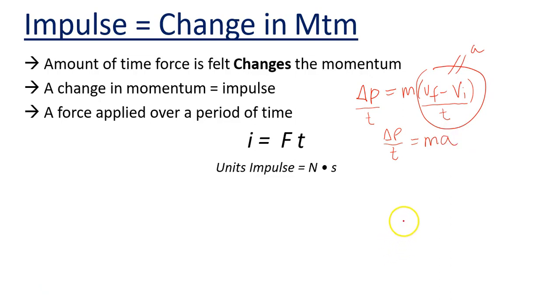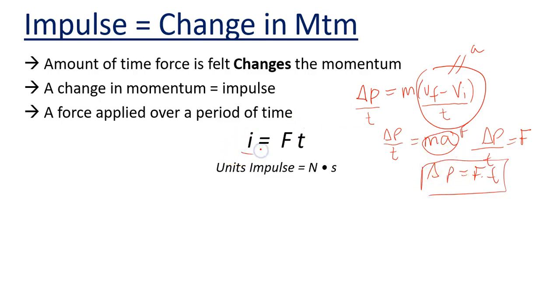Maybe you can see where I'm going with this. ma is equal to a force. So delta P over t is equal to a force. And therefore, the change in momentum is the same as having a force over time. But instead of writing delta P, we're going to write it as I right here. So that's where this comes from. The change of momentum can be interpreted as how much force is applied and how long that force is applied. Again, this t is how much time the force is felt.